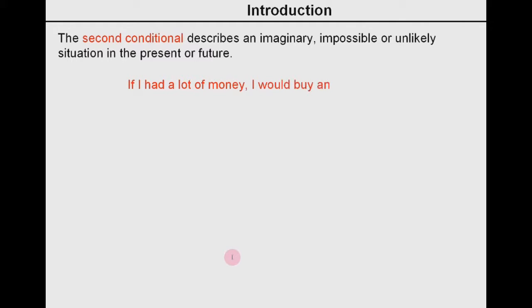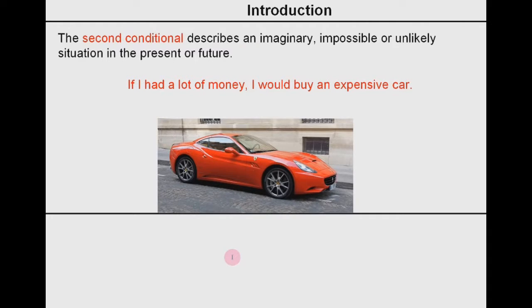The second conditional describes an imaginary, impossible, or unlikely situation in the present or the future. Example: if I had a lot of money, I would buy an expensive car. So this sentence is an example of the second conditional, and it has two parts: the condition and the result. As per the basic structure of conditional sentences, if the condition is true, then the result happens.